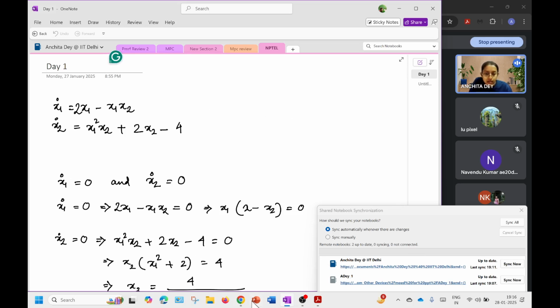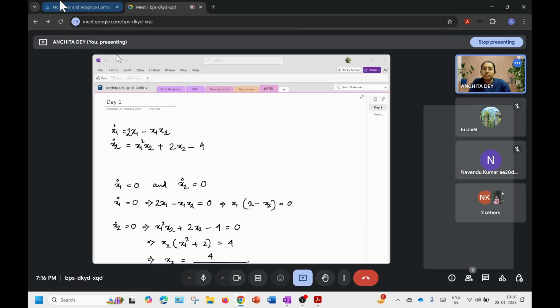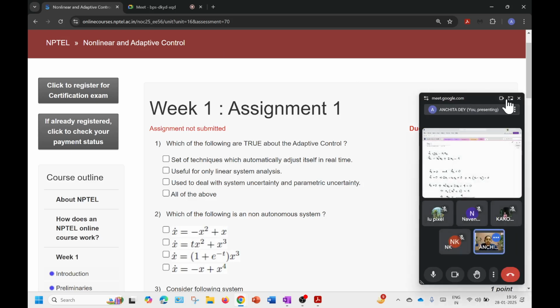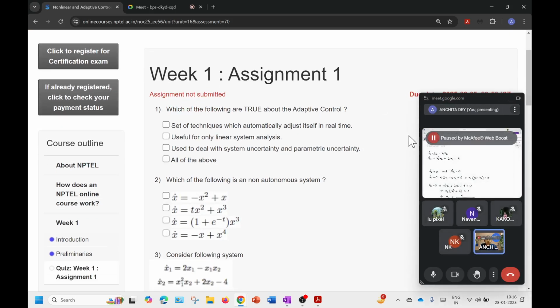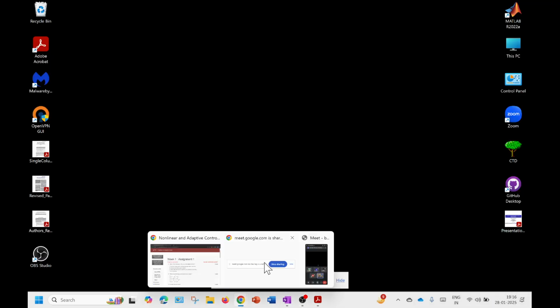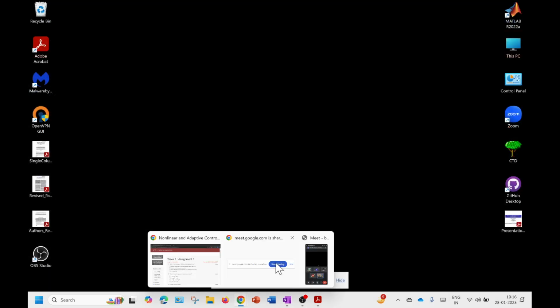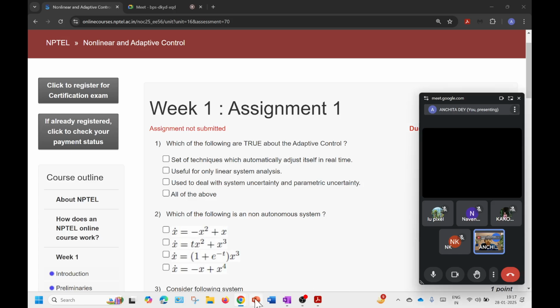Let's first start with the first question. I don't know if you can see the screen. Can you see the screen for week 1 assignment 1? I don't think so. So, let me just read the questions, otherwise, stop sharing.